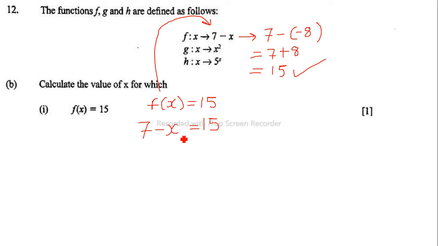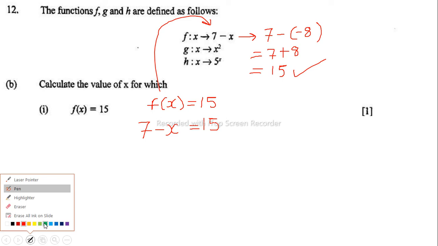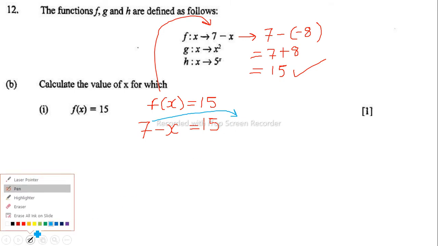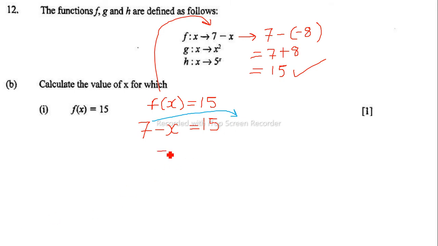And so what we do here is we send over the 7. That's just going to be equal to negative x equals 15 minus 7. And so we have a negative x. What is 15 minus 7? 8.